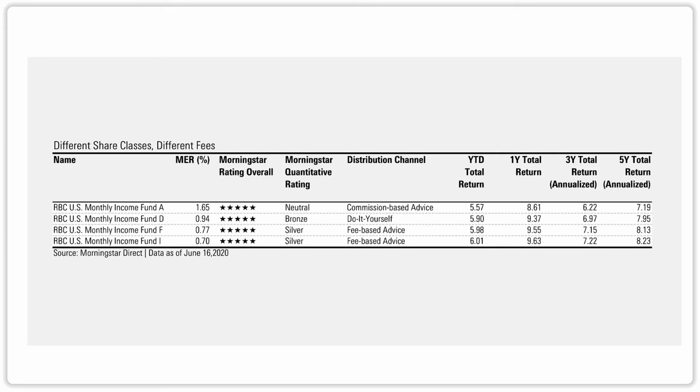The second is the do-it-yourself channel, which is like buying a fund through a discount brokerage. These share classes are often less expensive, but are no frills, which means you won't receive any advice from a financial advisor. And finally, there's a fee-based advice category, which shows the often lowest MER.